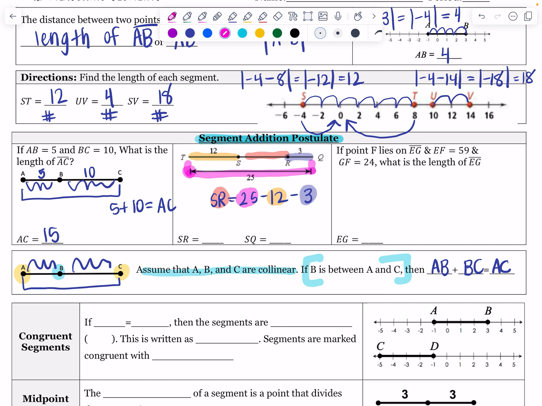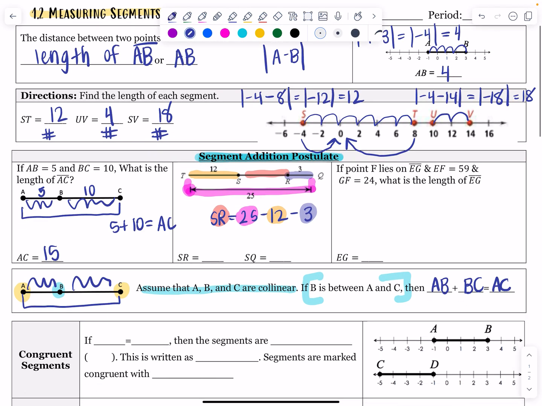So SR is going to be equal to 25 minus 12 minus 3. So that's going to be the same thing as 25 minus 15. And so what is left? If I've spent 12 and I've spent 3, I'm going to have 10 left for S to R. 10 is going to be SR. Okay? Why does that help me find S to Q? Because S to Q is going to be this piece 10 plus this piece 3, S to Q. So 10 plus 3 makes 13.